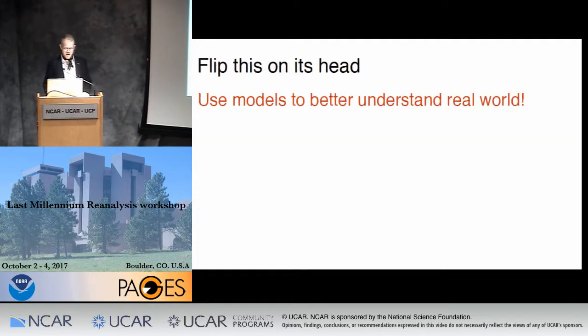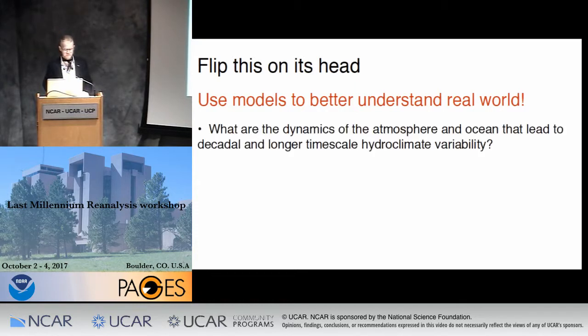But another way to look at this is actually to flip it on its head. So we know there's been decadal and longer time scale variability in the climate system. We see that within the paleoclimate record, but we know very little about what the origins of that variability is. So we can actually use the models to better understand the real world. Specifically, I'm going to be looking at the dynamics of the atmosphere and the ocean that lead to decadal and longer time scale hydroclimate variability. And what I'm really going to be asking is, are decadal and longer time scale droughts forced?